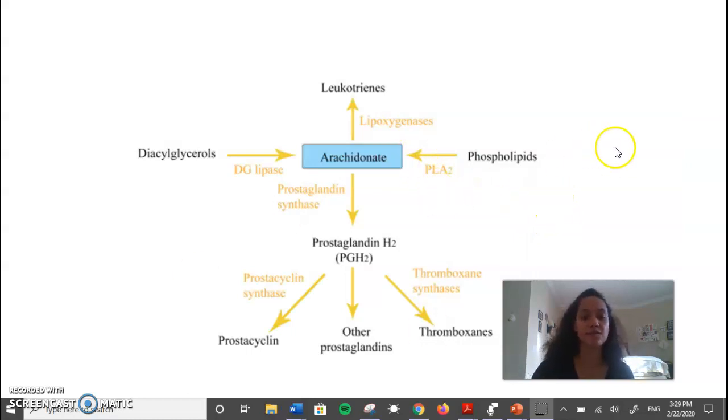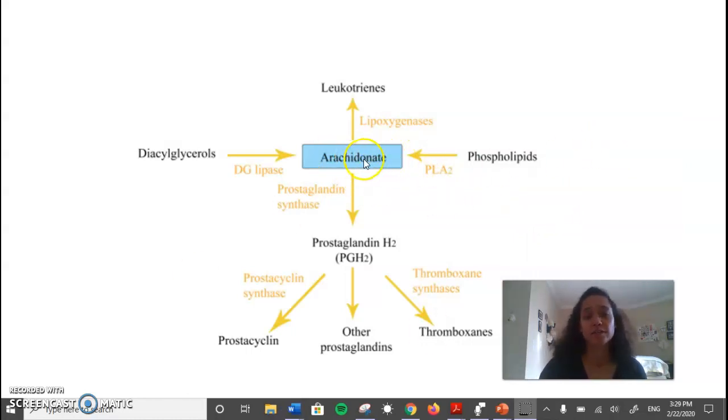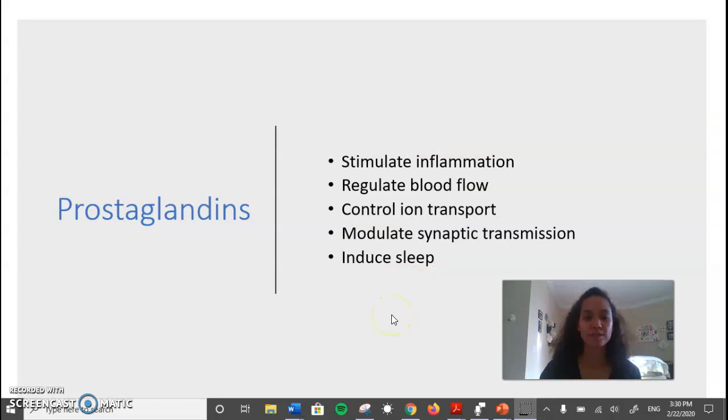So here's a nice infographic about that. So arachidonic acid creates leukotrienes, prostaglandins, prostacyclins, and thromboxanes. There are also the enzymes that are involved in the synthesis of these substances. And for this presentation, I will be focusing on prostaglandins and how aspirin interacts to inhibit the synthesis of prostaglandins, therefore provide pain relief. So prostaglandins have several specific roles.